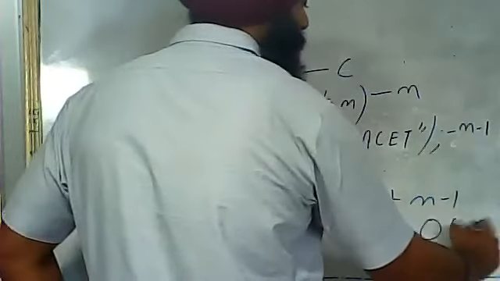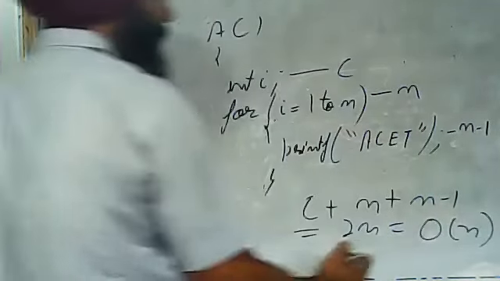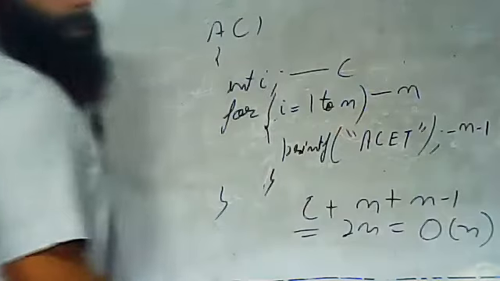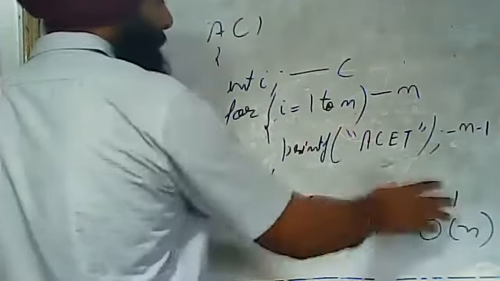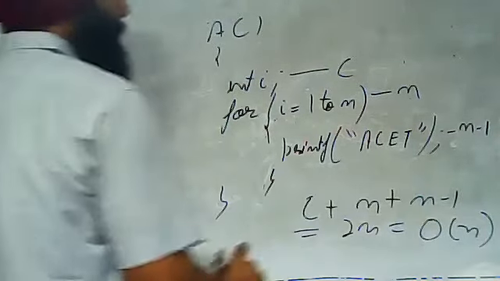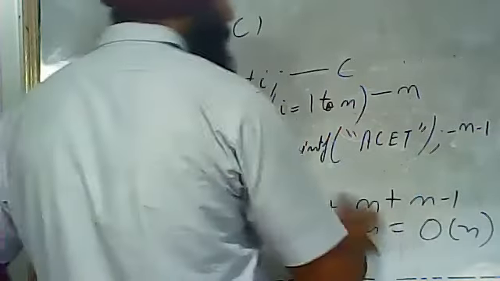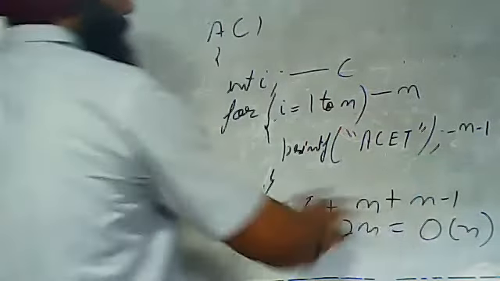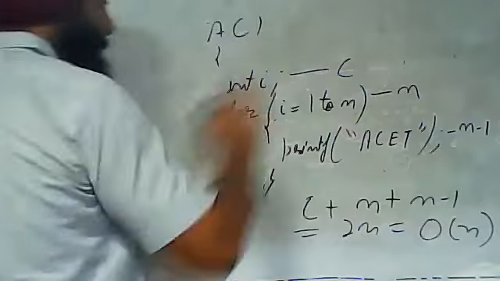So its worst case complexity will be big O of n. This will be big O of n because this is the biggest term in the whole equation. As I told you in the previous class, we need to consider the biggest term out of this whole equation. But why have we written n minus 1 here?